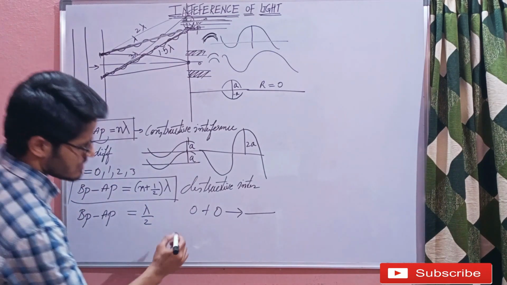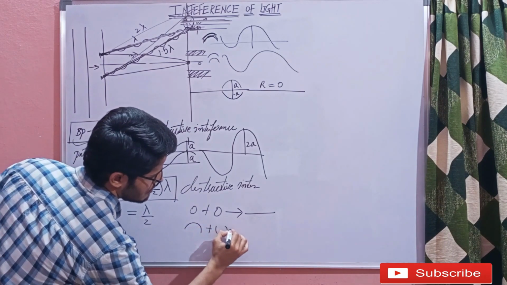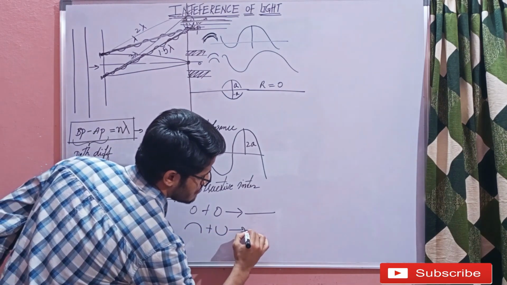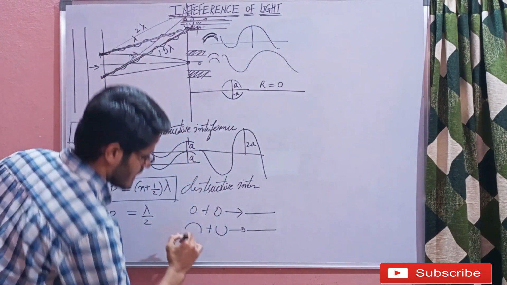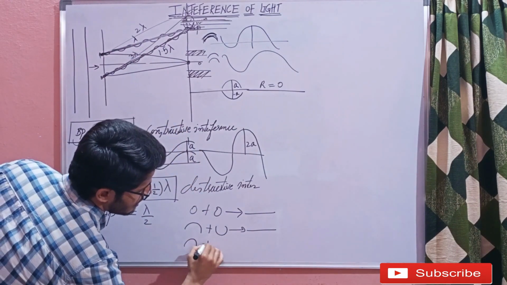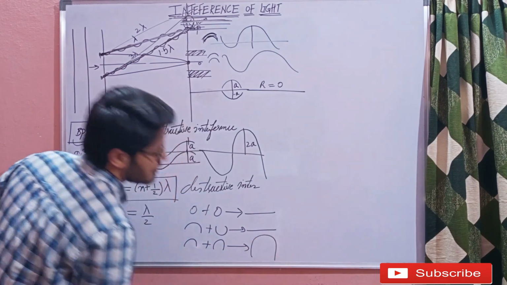But if you take the top of the wave and the bottom of the wave, that will give you a zero amplitude. If you take the top of the wave and again the top of the wave, it will give you a big top.